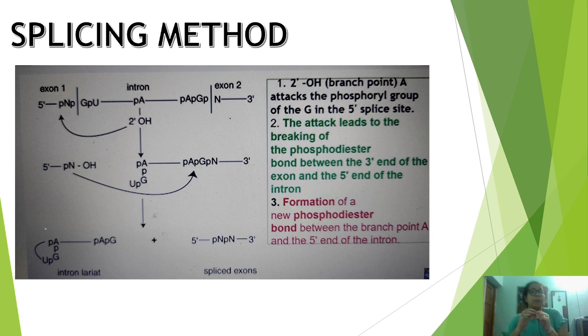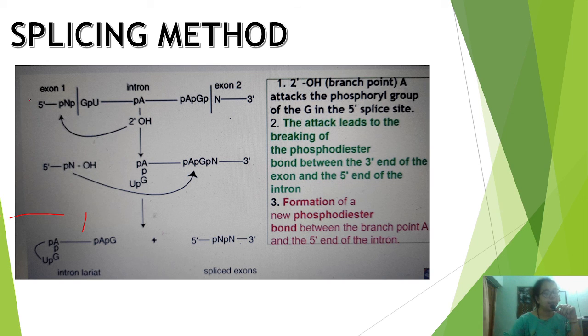Now we come to the method of how splicing takes place. Now we will be dealing with exactly what is happening. First, let's understand the structure. This is the pre-mRNA. Okay, this is a pre-mRNA.